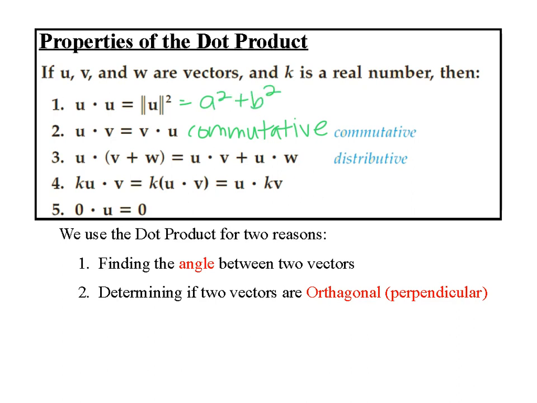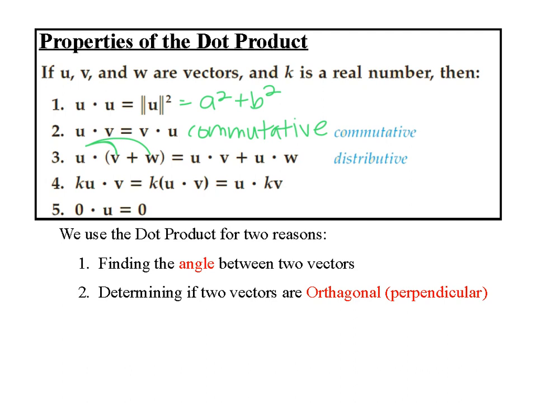You can do dot product with a sum, so u dot v plus w. It does hold distributive properties, so you can distribute it. For a scalar multiple, there's a couple different things you can do with it. So k times u dot v is the same as that same scalar, k, times the whole dot product, or you can just multiply that scalar by the second vector. And then kind of similar to multiplication, 0 dot u is still just going to be 0.